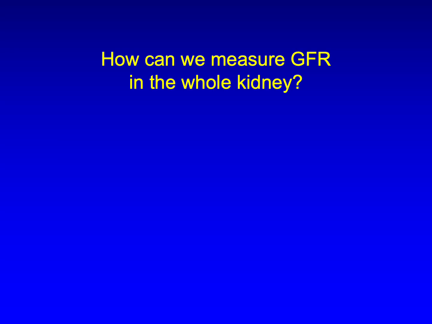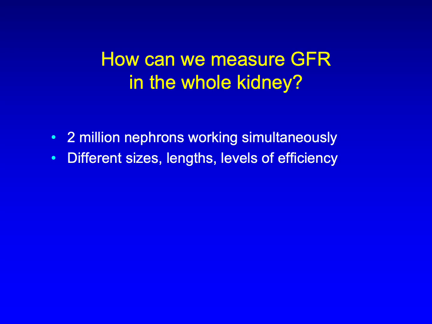So now you see how things are supposed to work in a single nephron and how to estimate what GFR is supposed to be. But the question we're really interested in is, what is the GFR in the whole kidney and how can we measure it? Keep in mind that the hemodynamics are not the same in all nephrons. You have 2 million nephrons working simultaneously.